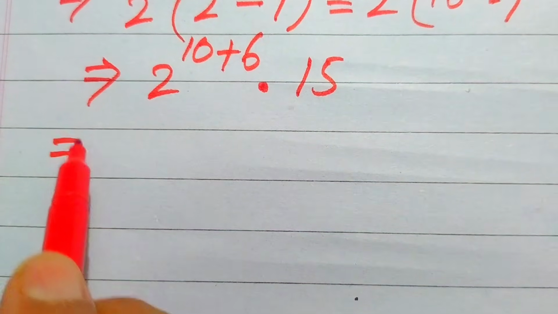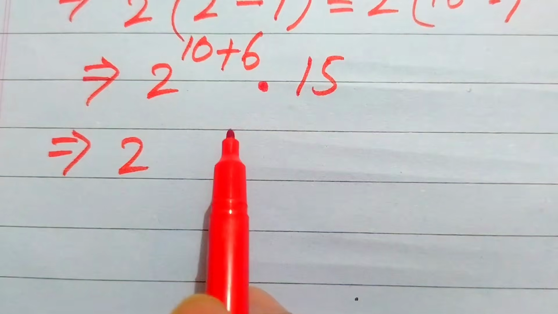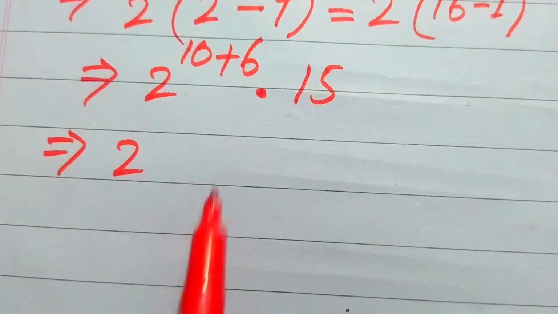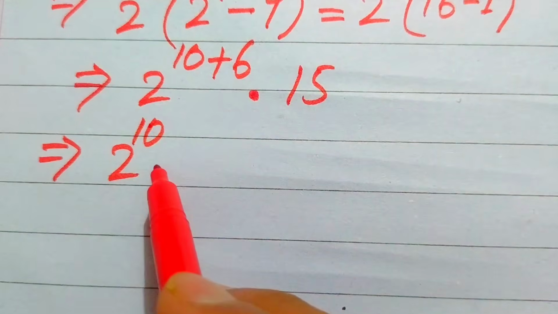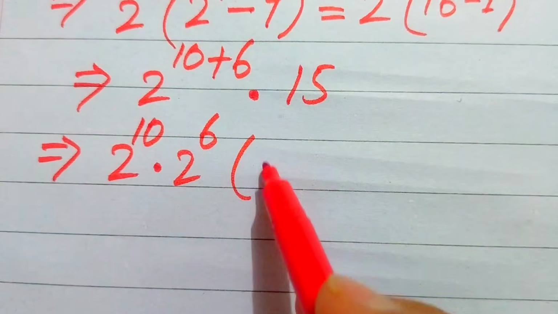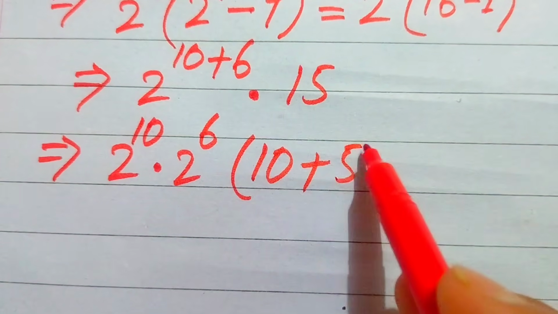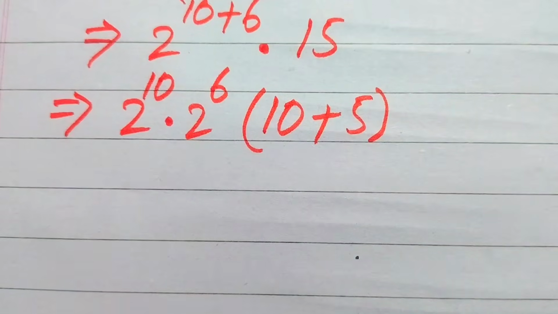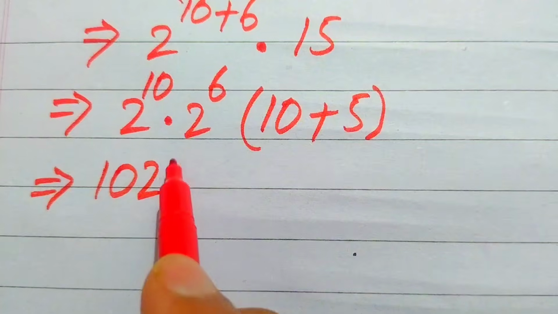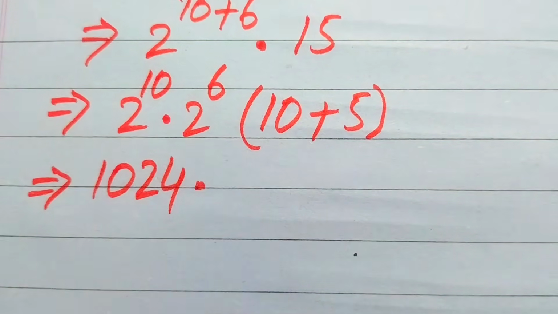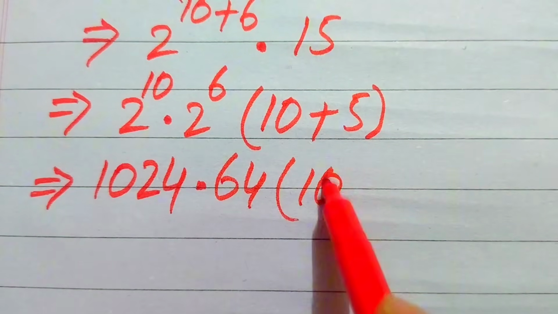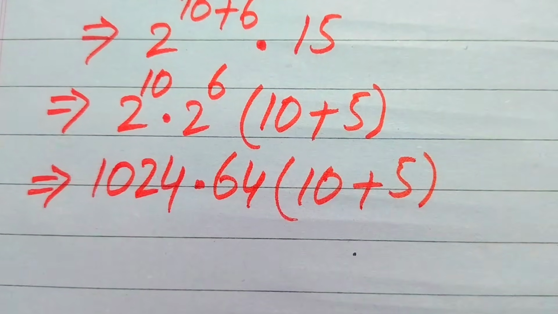In the next step, we again use this nice exponent rule. According to this rule, we break these exponents as 2 to the power of 10 multiplied by 2 to the power of 6, and we break this 15 as 10 plus 5. Here we know that 2 to the power of 10 is equal to 1024, multiplied by 2 to the power of 6, which is equal to 64, into 10 plus 5.